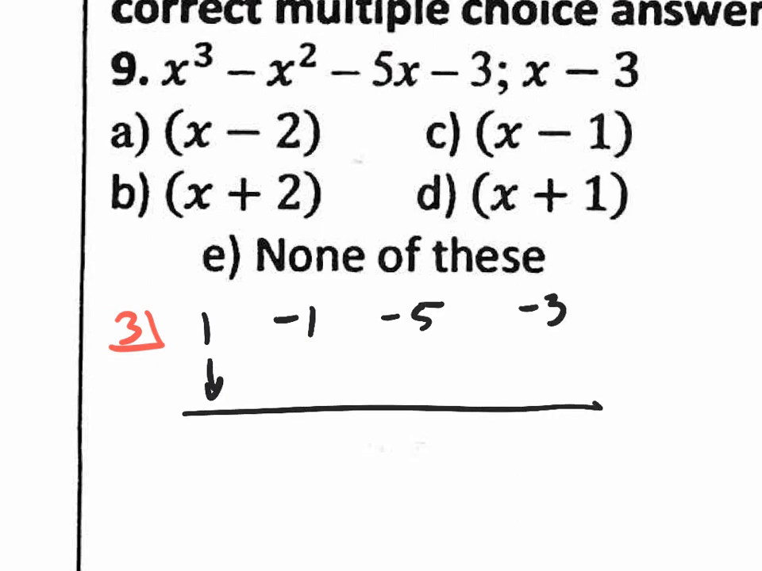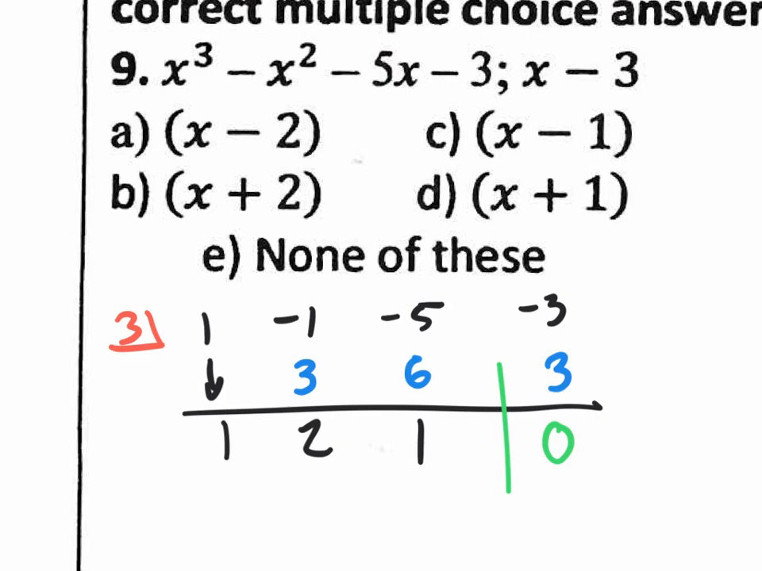The 1 comes down. 3 times 1 is 3. Then combine the negative 1 plus 3, and you get 2. Multiply 3 times 2. What is negative 5 plus 6? 1. When you multiply 3 times 1, you get 3. And of course, when we combine at the end, we get 0. There's no surprise there because they told us that this is a factor. We better get 0. If not, we did something wrong.